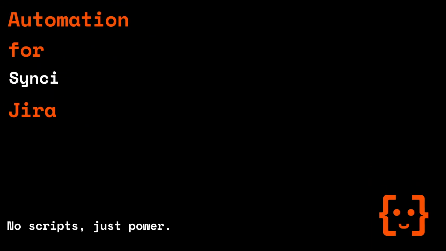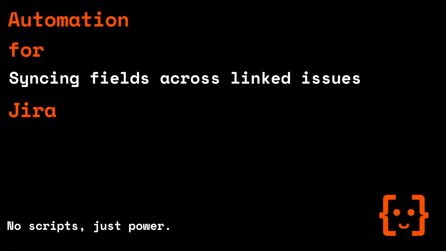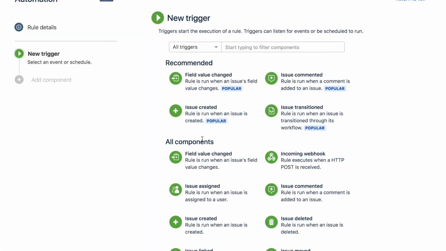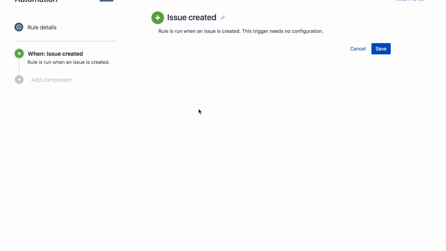This automation for Jira rule allows you to automatically change the due date based on the priority of the issue created. Now, as ever, what we want to do is kick off our rule with the trigger, issue created in this case.